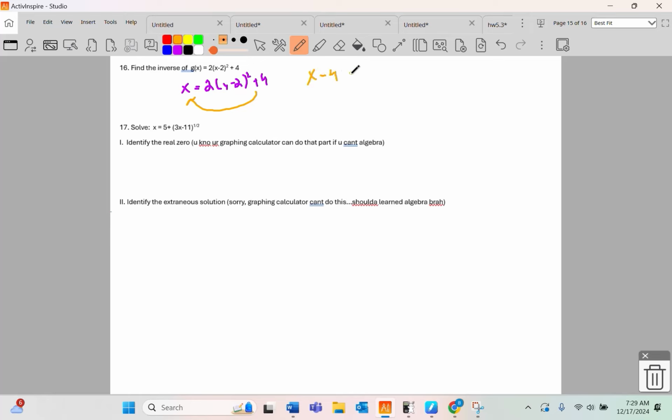X minus 4 equals 2 times (y minus 2) quantity squared. Do not worry about the square until you've done division. (X minus 4) over 2 is (y minus 2) squared. Now the opposite of a square shall be a square root. And we have y minus 2. Now we're going to add 2 to both sides.